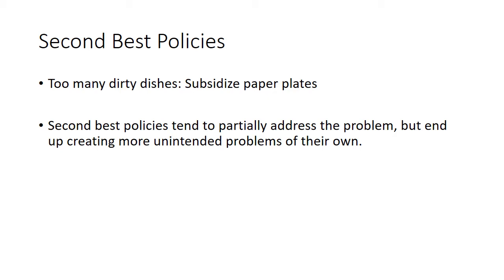Here's another kind of funny example that I could think of just to hammer this home. Second best policies tend to partially address the problem, but end up creating more unintended problems of their own. That's kind of the takeaway from this. So for example, if we have too many dirty dishes in the country, we might, instead of taxing dirty dishes, that would be the economist's favorite solution, we might subsidize paper plates instead.